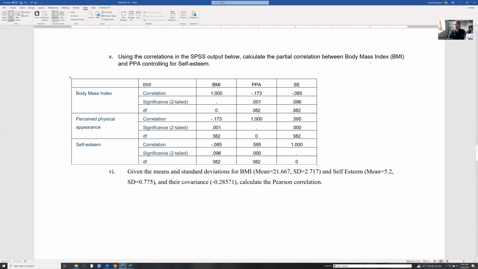I would think the higher one's body mass index, that would probably affect one's perceived physical appearance, depending on whether one is male or female. Sometimes males tend to think that they're better if they're stronger and bigger. It depends. So this would be an interesting one to compare between male and female. But we're just doing this for the calculation right now. So I have my variables and their correlations. Okay, here we go. Let's go do the work.